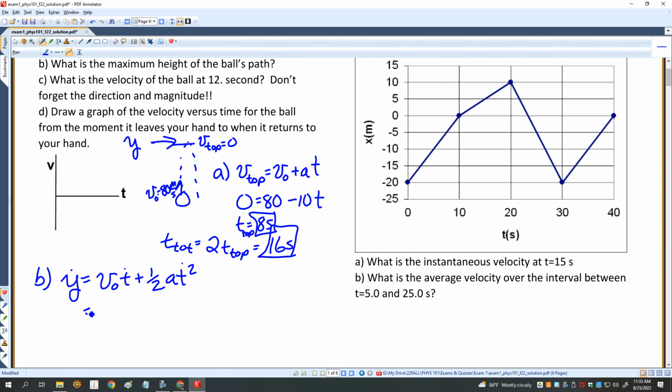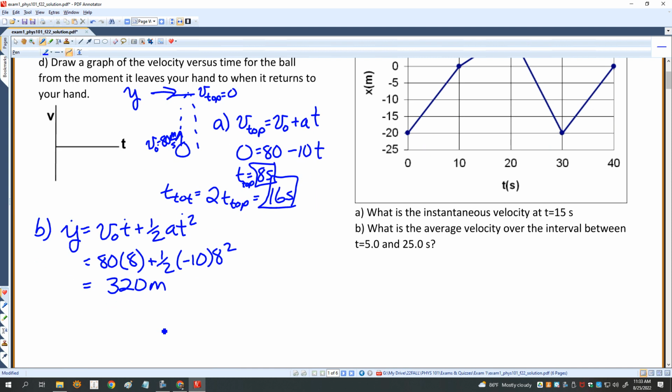I'm looking for y, excuse me, I'm looking for the position. I know all these other values. That's going to be 80 times 8, plus 1/2, my acceleration is minus 10, times 8 squared. If I do that, I get that the answer is equal to 320 meters.